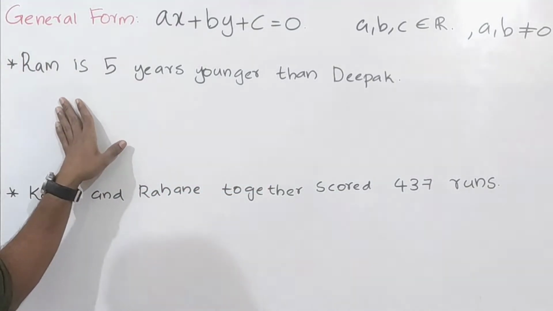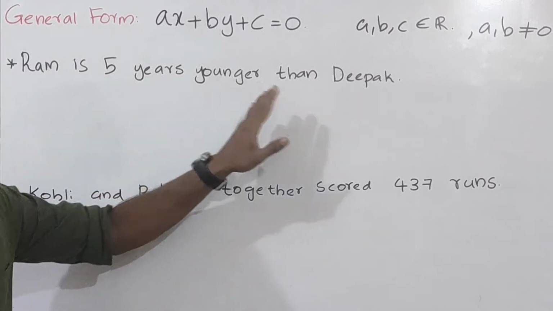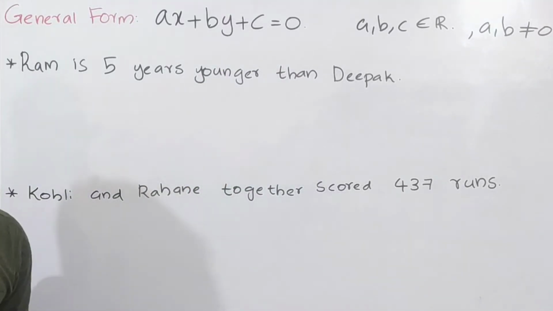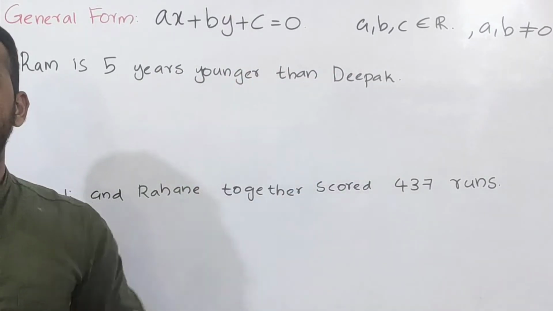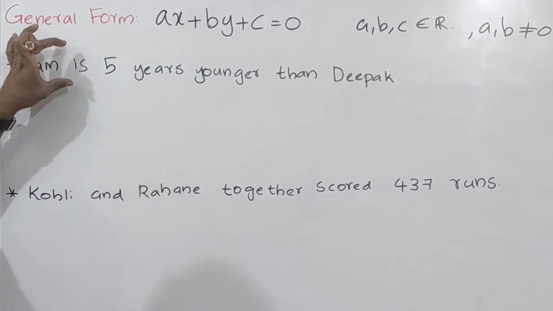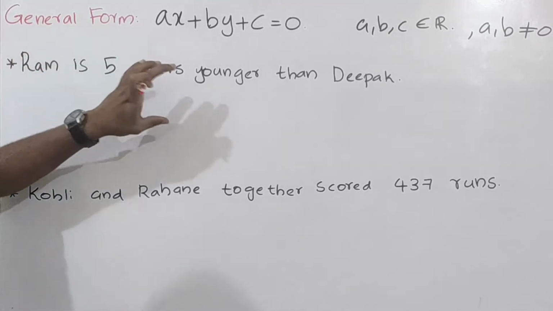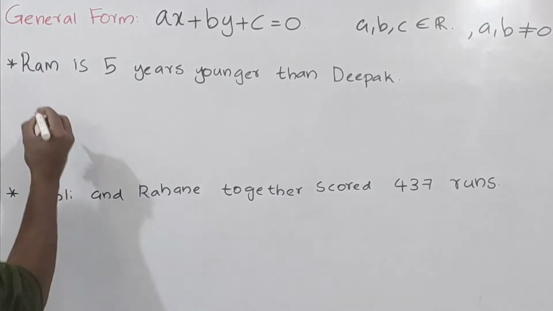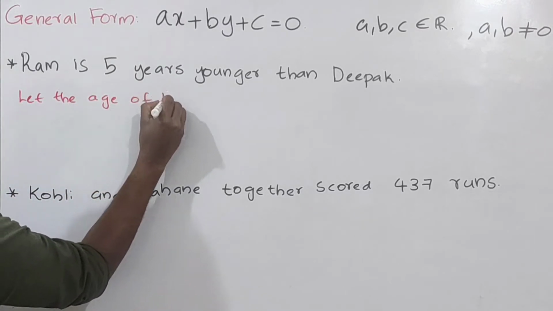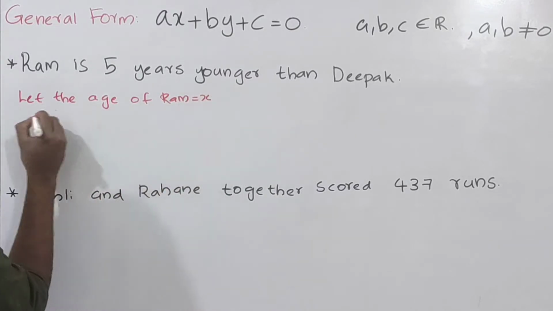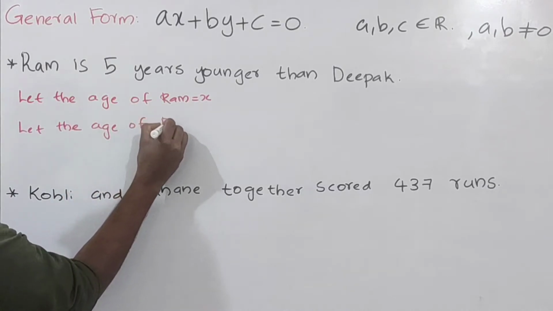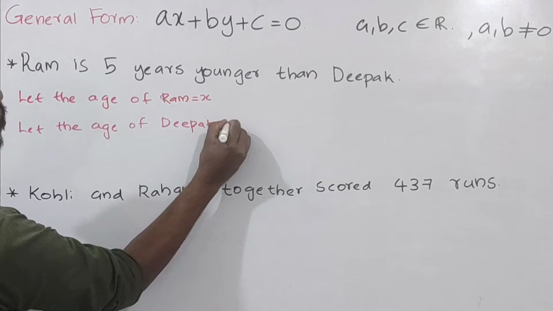The statement given to you is Ram is 5 years younger than Deepak. If a question is asked like this, convert this statement into a linear equation in two variables. How will you do that one? First we can denote the ages of Ram and Deepak as two variables. So we write let the age of Ram be x. Then similarly let the age of Deepak be y.